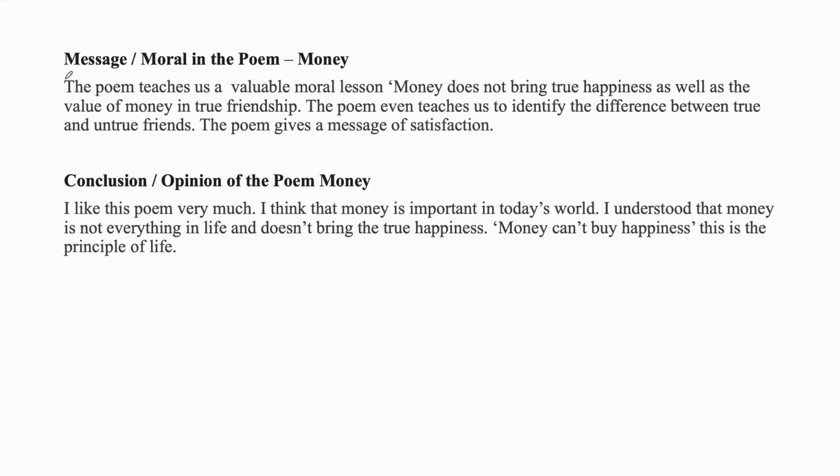Now what is the message that the poet is giving? What is the moral of the poem Money? Okay? The poem teaches us valuable moral lessons. Money does not bring true happiness, as well as the value of money in true friendship. The poem even teaches us to identify the difference between true and untrue friends. The poem gives us a message of satisfaction. Okay, this is the moral of the poem.